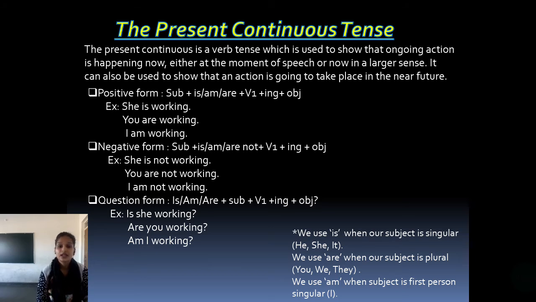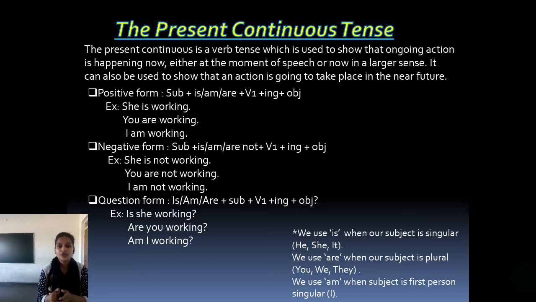I am not working. Next, when we form a question form, we use the auxiliary at the start: is plus subject, the one the question is about, plus verb first form plus ing plus object. Example: is she working? We use is with she because she is singular, and verb first form plus ing, working, and a question mark.